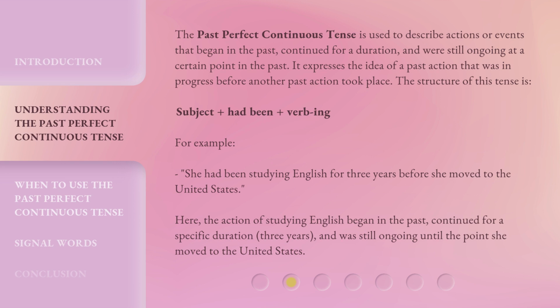For example, she had been studying English for 3 years before she moved to the United States. Here, the action of studying English began in the past, continued for a specific duration, 3 years, and was still ongoing until the point she moved to the United States.